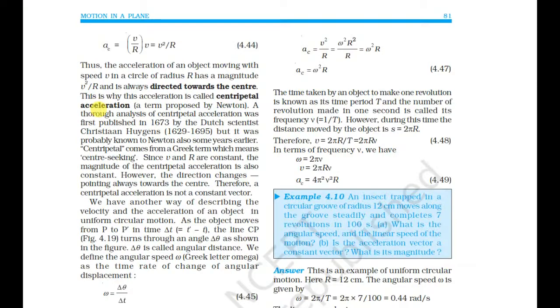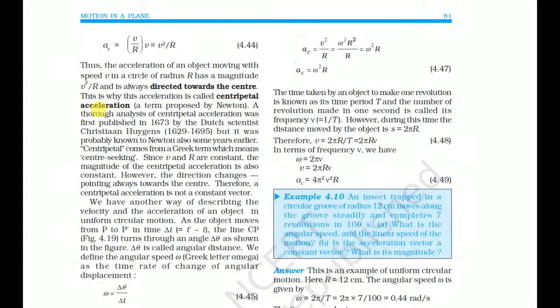The analysis of the centripetal acceleration was first published in 1670 by the Dutch scientist Christian Huygens, but it was probably known to Newton also some years earlier. Centripetal comes from the Greek term which means center seeking. Since v and r are constant, the magnitude of the centripetal acceleration is also constant. However, the direction changes; it is always toward the center.